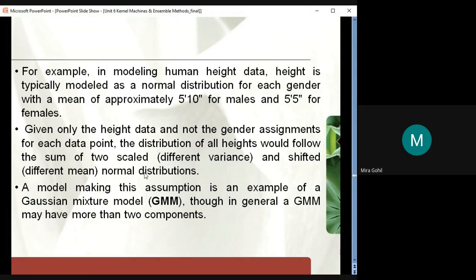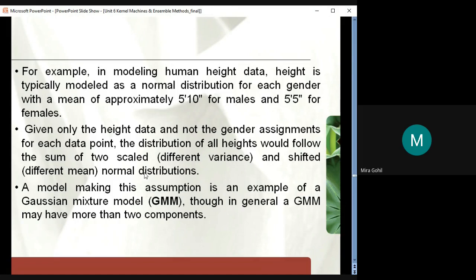Now given only the height data and not the gender assignment for the data points, what will the hidden variable be here? Gender. Just as we hid the coin, now we have only data and there are no labels saying whether this is one gender's data or the other's. So we have to uncover the hidden variables, and how do we do that? Through expectation maximization, through the probabilistic view. You won't get hard clusters saying this particular data will fall in this. You will always get the probabilistic view that this particular data point will fall in the category of male and this particular data point will fall in the category of female.